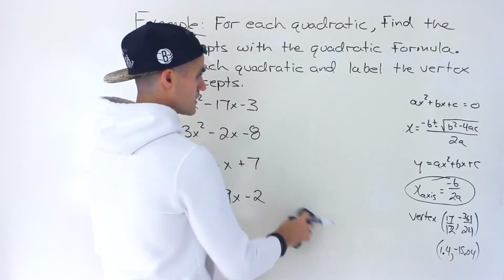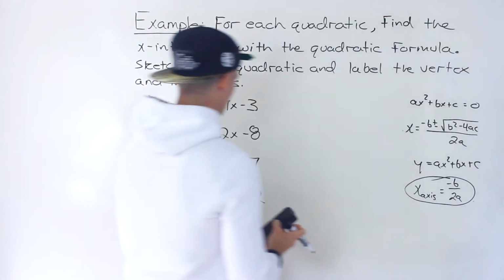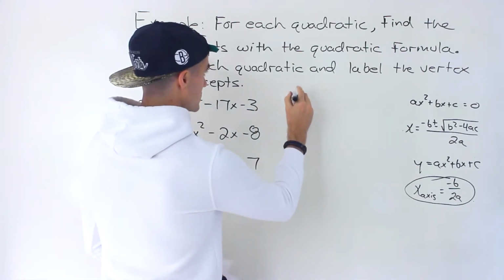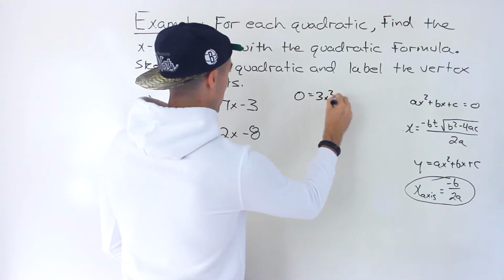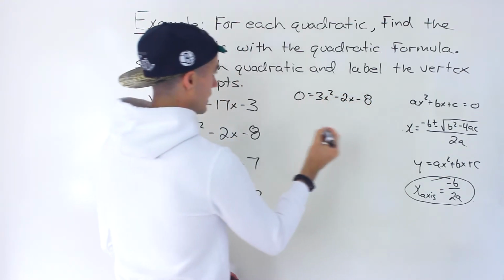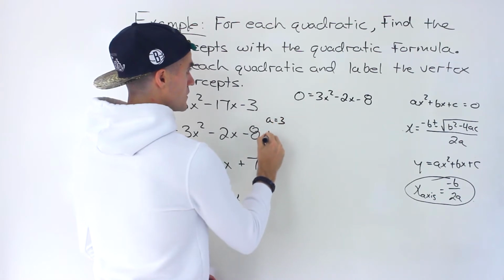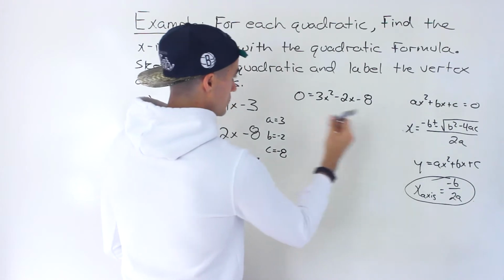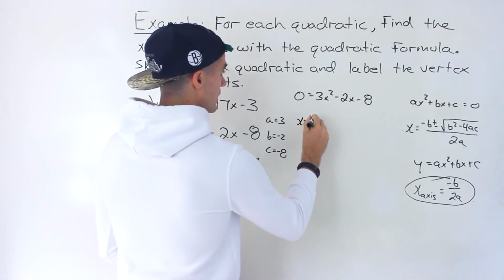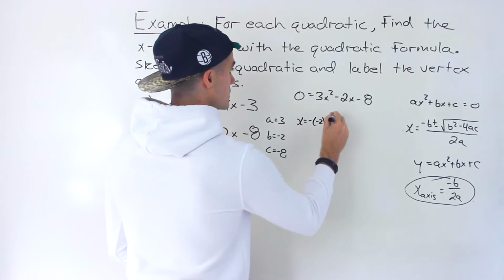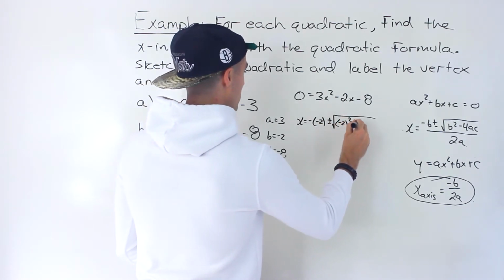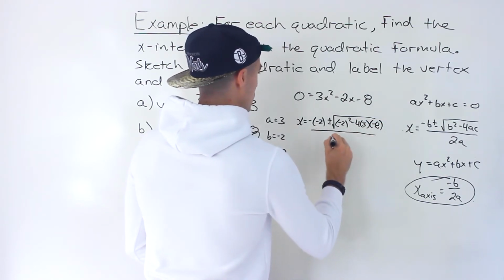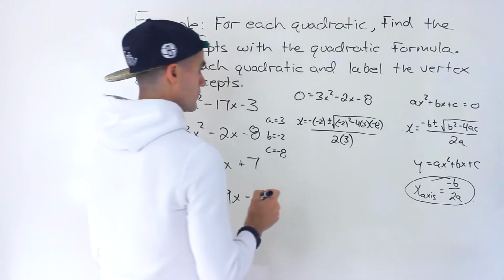Again, how do we find the x-intercepts? Well, we plug in 0 for y. So we'll have 0 equals 3x squared minus 2x minus 8. So the a value is 3, the b value is negative 2, the c value is negative 8, and then we plug those parameters into the formula. So we'll have x equals negative 2 plus or minus the square root of negative 2 squared minus 4 times the a value of 3 times the c value of negative 8, all over 2 times that a value of 3.